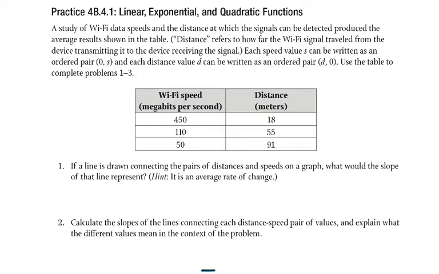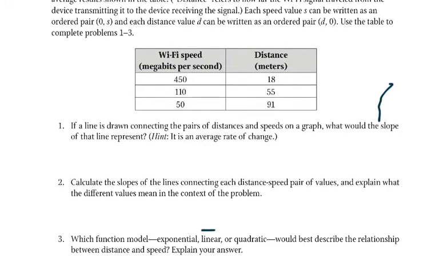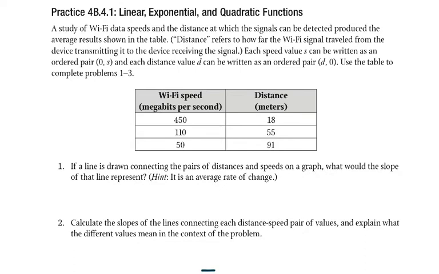Math 3, Practice 4B.4.1, Linear, Exponential, and Quadratic Functions. So we've got a table here to answer the first three questions. This has to do with the speed of Wi-Fi measured over distance. The weird part is how they say this: essentially, the speeds are all like y-intercepts.